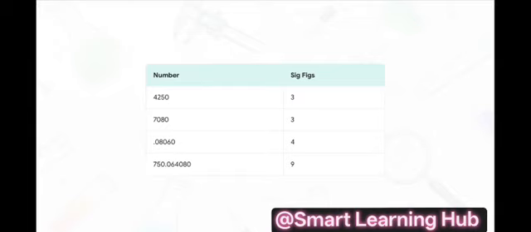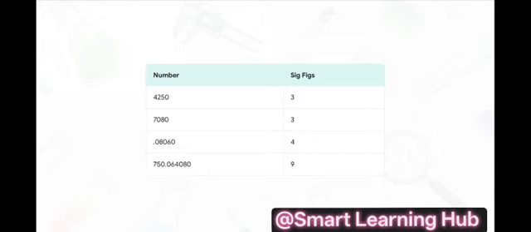All right, let's walk through the reveal here. 4,250, that's 3 sig figs. There's no decimal, so we just ignore that trailing zero. 7,080, also 3. We count the captive 0 between the 7 and 8, but we ignore the trailing one because, again, no decimal point. For 0.08060, it's 4. We ignore the leading zeros, but we absolutely count the captive 0, the 8, the 6, and that trailing 0 because there is a decimal.